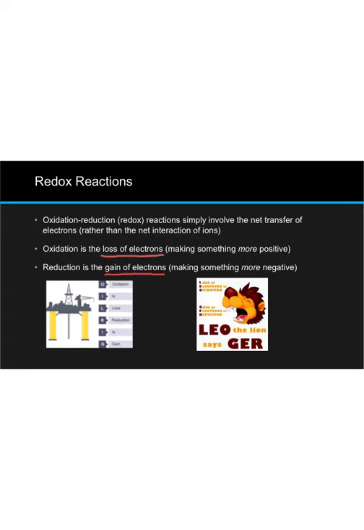We need to remember that terminology, and there are two ways that we can use mnemonics to help us remember. We can either remember OIL RIG, or, my personal preference, Leo the Lion says GER. OIL RIG: Oxidation Is Loss. Loss of what? Electrons. Reduction Is Gain. Or lose electrons, oxidize. Gain electrons, reduce. Whichever way you prefer to remember it, we need to keep this in mind.